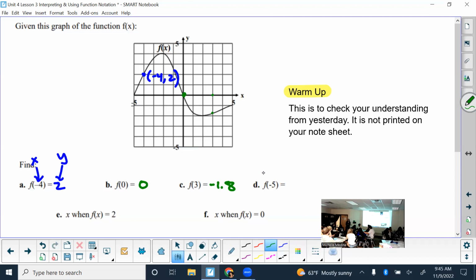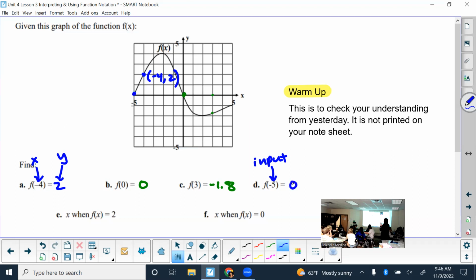Let's see. Table 8, what about f of -5? So it's knowing how to read the function notation. What can I clearly see in function notation? -5 is the input. What's my output when my input is -5? 0, good. Thanks for helping me.